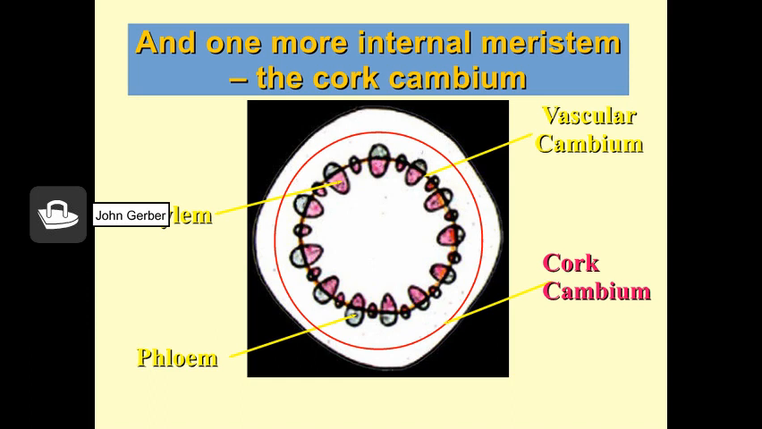There's yet one more internal cambium for a tree trunk, for example. It's called a cork cambium. It forms externally to the phloem and produces the familiar bark of trees.